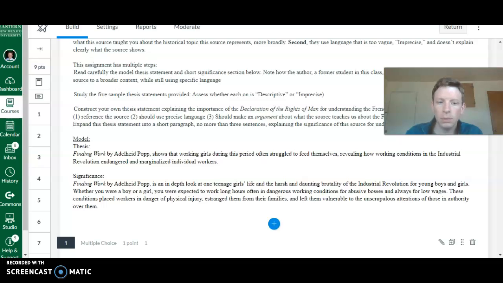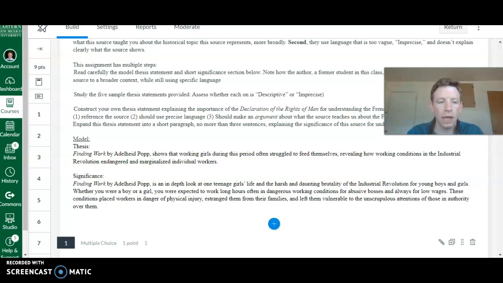Finding Work by Adelaide Pott shows that working girls during this period often struggle to feed themselves, revealing how working conditions in the Industrial Revolution endangered and marginalized individual workers. So this is really great because the source that's being analyzed is front and center, right at the beginning. It talks about some of the themes of the source, the struggles of working girls during this period, and then it ties this to the Industrial Revolution. What do we learn about the Industrial Revolution from studying these themes and knowing the context in which the source was being written? And then you can see that the significance statement draws this out into a little more detail.